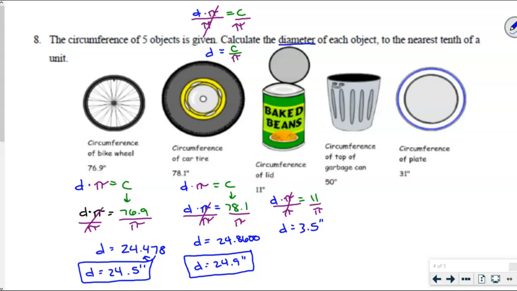The next one, I'll set it up for you. I know that it's the diameter multiplied by pi is equal to the circumference that's given this time. So what do I do now? I've got it set up for you. What do I do? Luke, thank you. The one that's listed for you. Diameter times pi is equal to 50. How do I solve that?